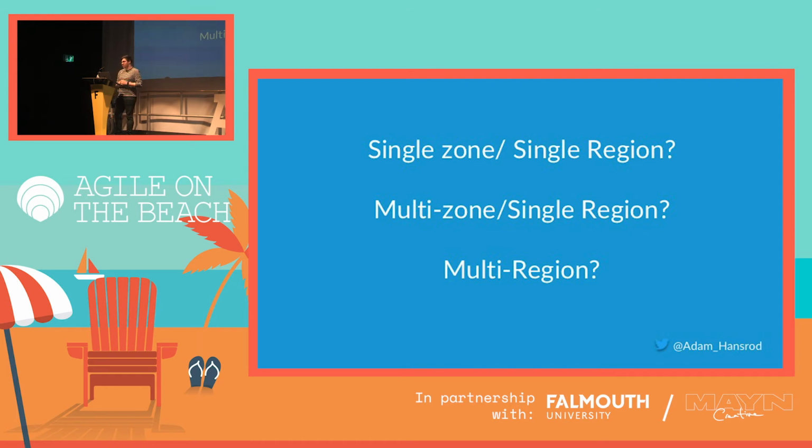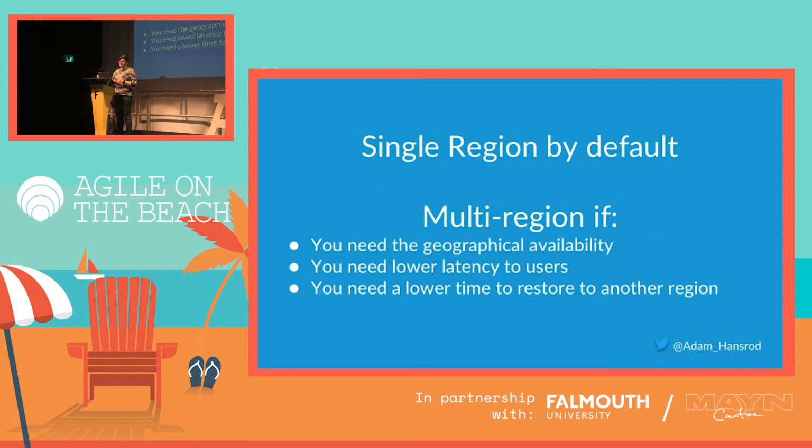You start off with just a single zone in a single region. Do you go multi-zone route to a single region? Do you just go straight multi-region by default? My advice, do single region by default.